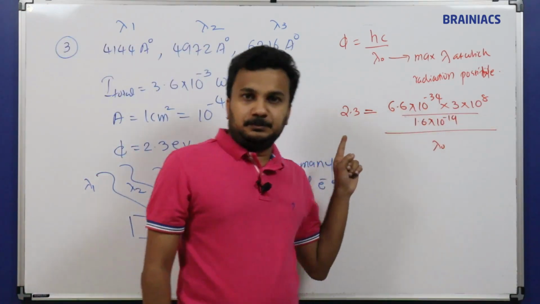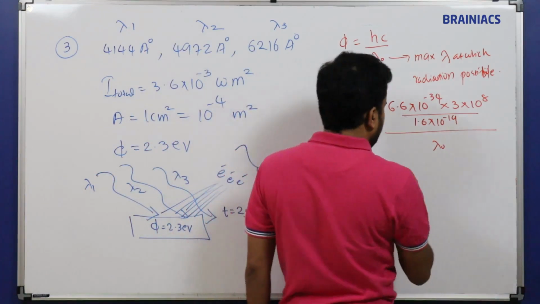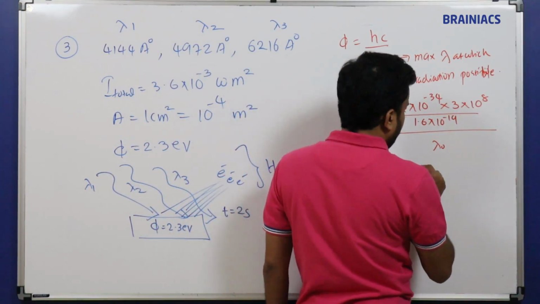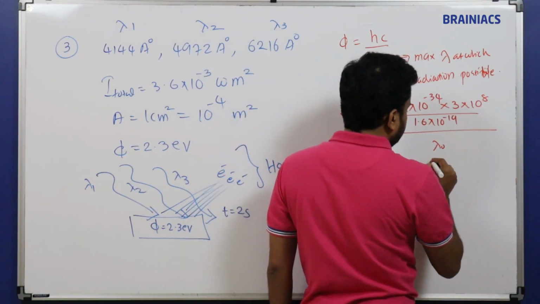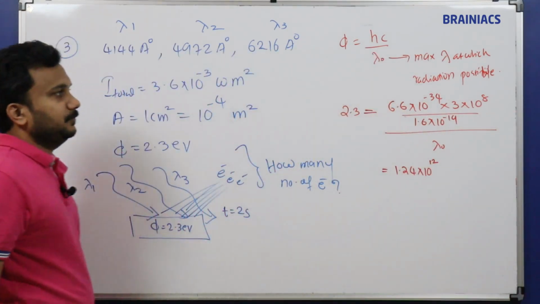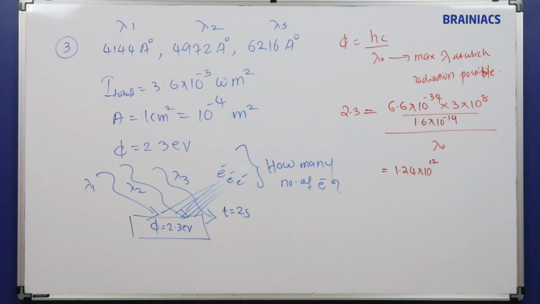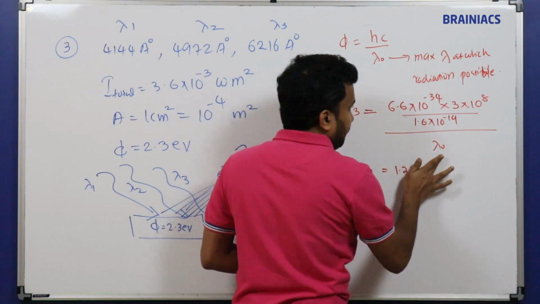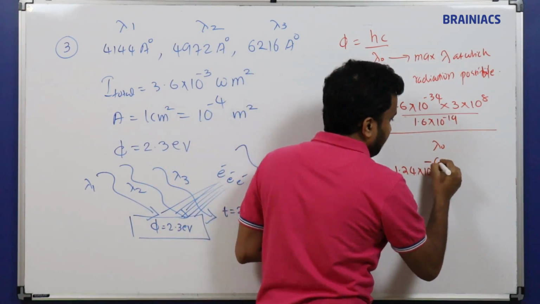By solving this value, you will get 1.24 × 10^12 is the numerator value. Numerator value means it is actually the solution of hc, 1.24 × 10^-6, from 10^-6 minus 34. So 10^-6.